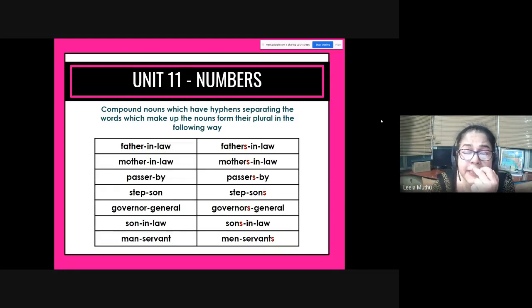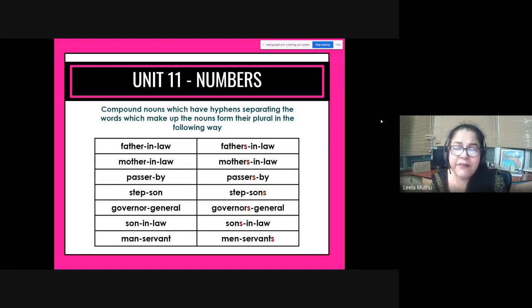Okay, basically, the noun is where an S is added, like mother-in-law. Mother is the noun, so you say mothers-in-law, fathers-in-law, stepsons, stepdaughters, passersby. Okay, governor general becomes governors general. It's a title. Then you have son-in-law becomes sons-in-law, daughters-in-law, mothers-in-law.